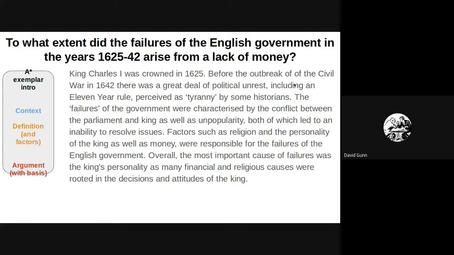So here is an exemplar A star introduction. The question is, to what extent did the failures of the English government in the years 1625 to 42 arise from a lack of money? I'm going to read through this and then I'll show how I've broken this down.